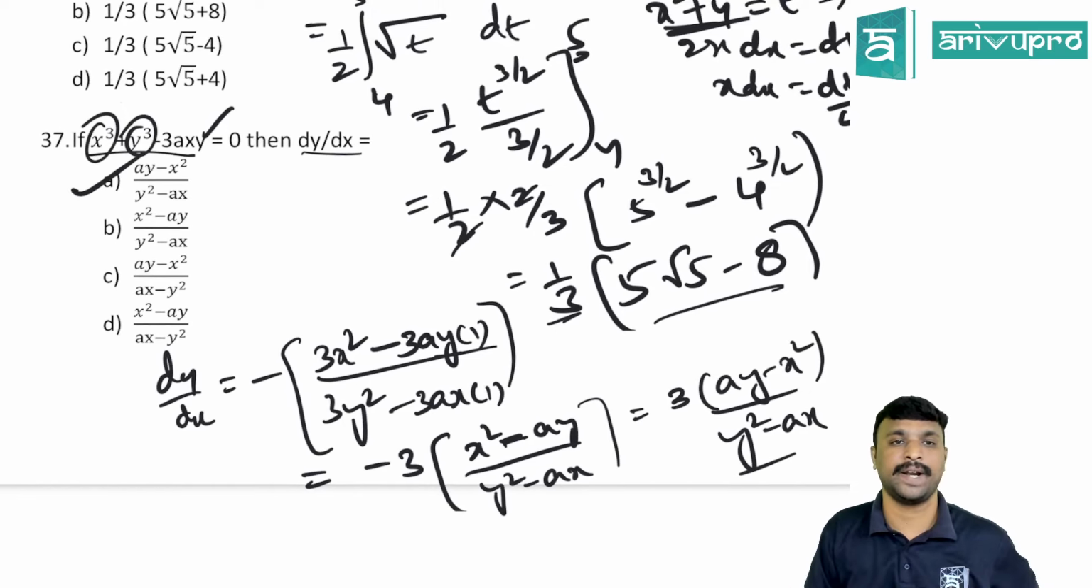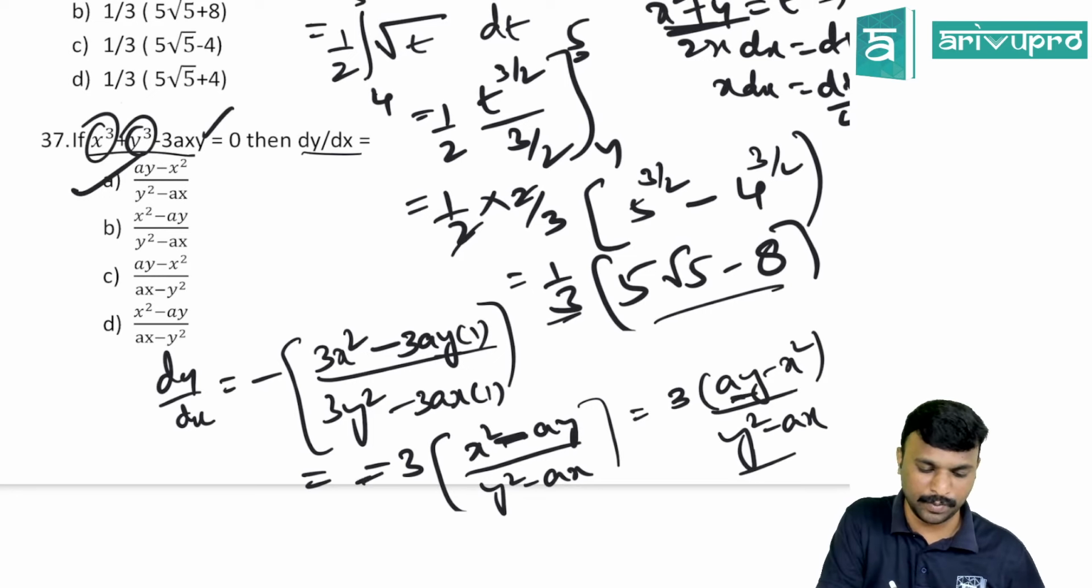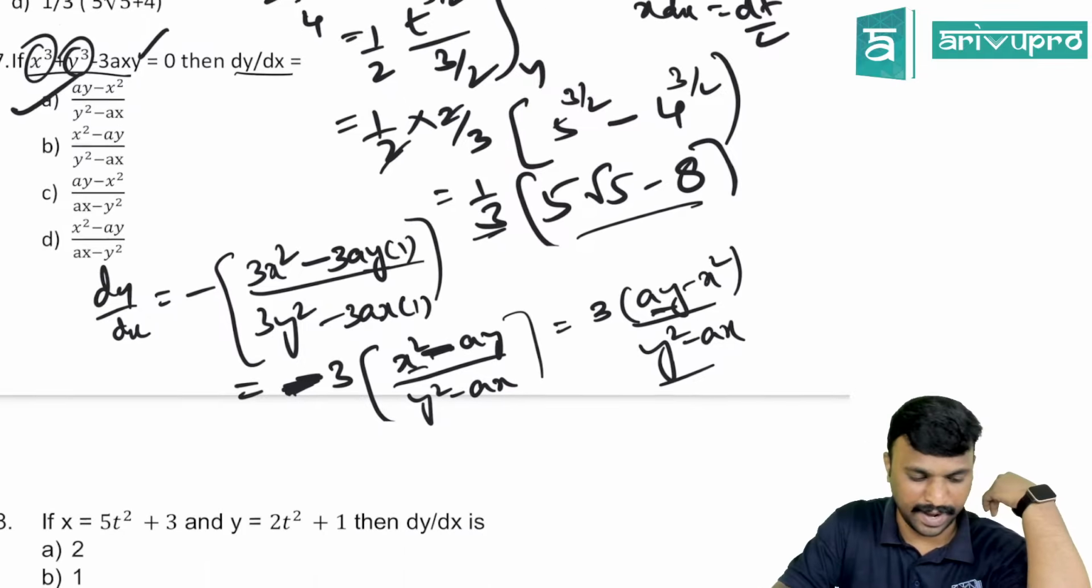Ay minus x square divided by y square minus ax. By taking the negative sign from the numerator, so ay becomes a negative, negative becomes what? Positive. So ay becomes positive and x square becomes a negative. Therefore, option A is the right answer.